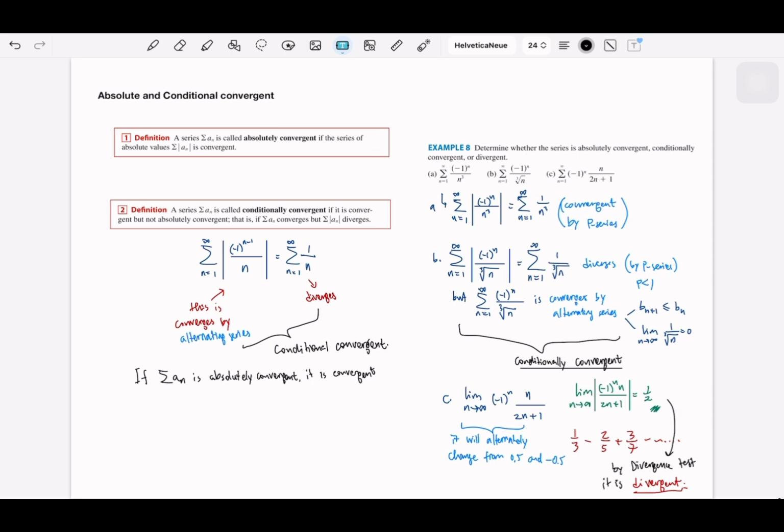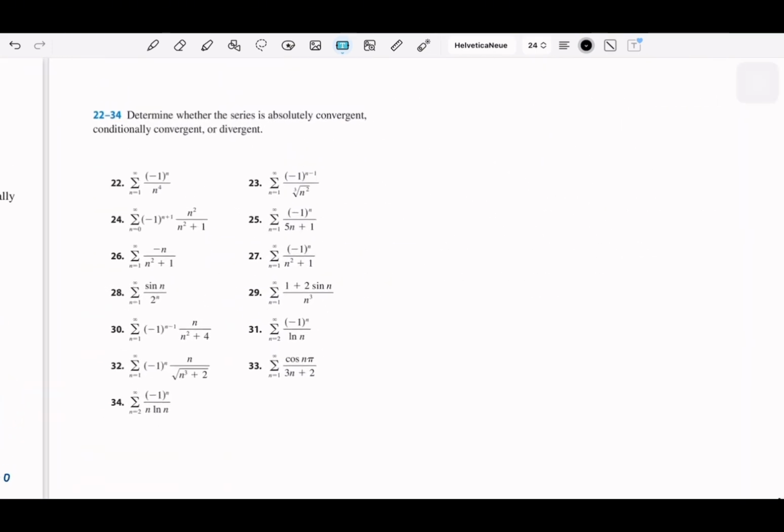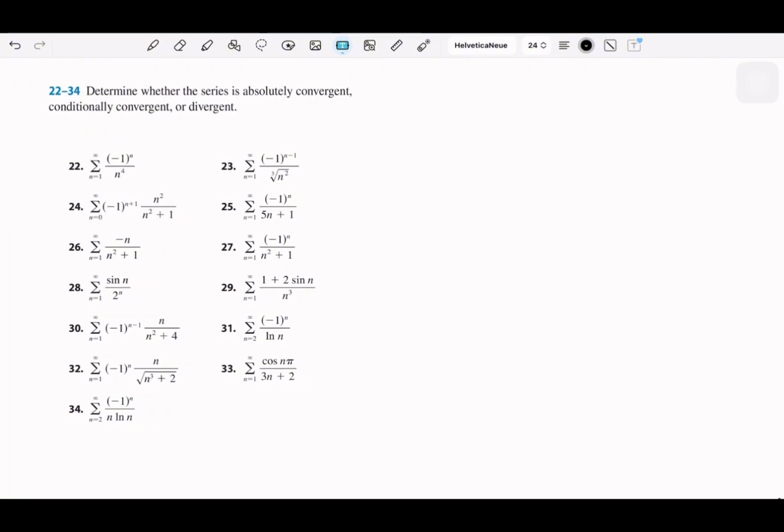So we finished the alternating series with the conditional convergence. So let's just review the absolute and the conditional convergences. I think I would just go for a couple of questions and then we can move to other questions.